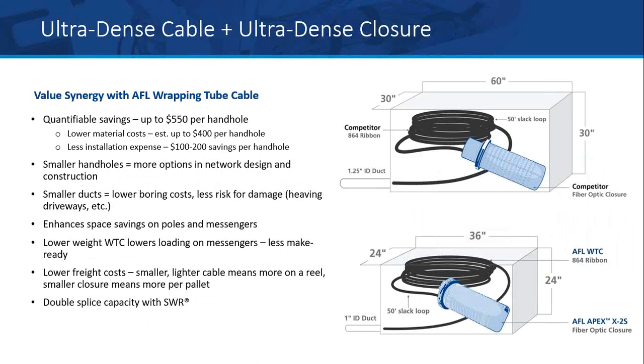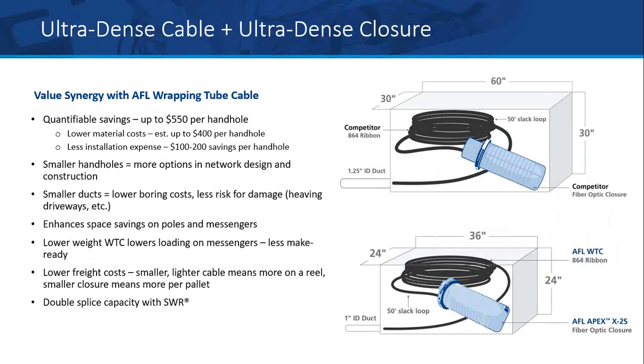Same thing on your installation cost for your cable. If the pathway is not in place and you're calling out a bore rig to do some horizontal drilling, you've got to put in a new duct. Your costs go down as duct size goes down, obviously, so you're displacing less material. It's easier to do. So with the AFL wrapping tube cable, that 864 ribbon cable is now capable of going into a 1-inch interduct rather than that 1 1/4 inch interduct. So it lowers your cost there.